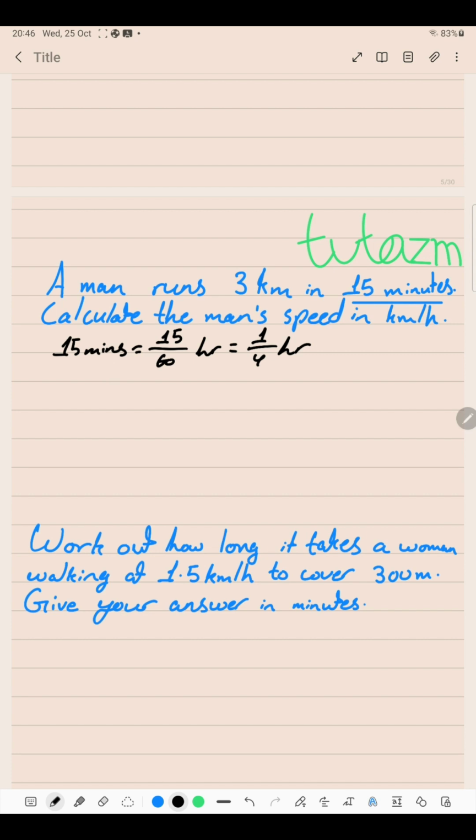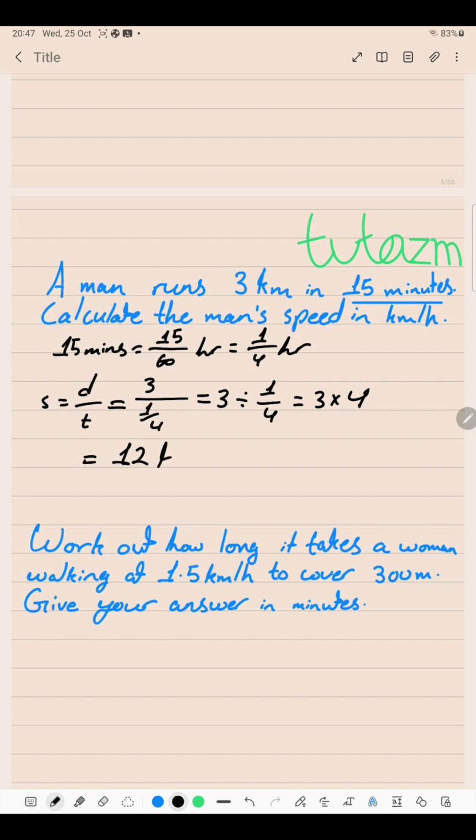Now we can work out our speed. So speed is equal to distance over time. So our distance here is 3 and our time is a quarter. So if I write this out a bit more nicely, it's 3 divided by a quarter, which is 3 times 4, which gives us a final answer of 12 kilometers per hour. Okay.